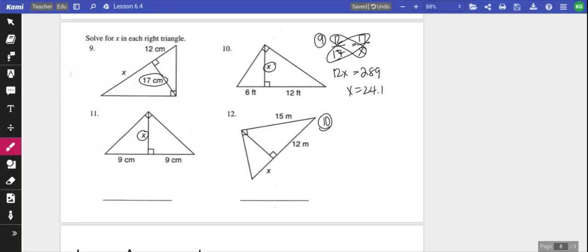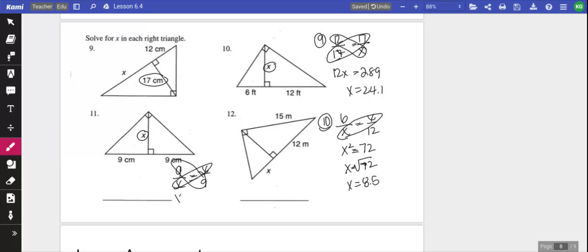On number 10, I'll set up the same thing. Part 1 over the altitude equals the altitude over the second part of the base. X times X is X squared. 6 times 12 is 72. To undo the X squared, I have to take the square root of 72. The square root of 72 is 8.5. Number 11, 9 over X equals X over 9. So X squared equals 81, and the square root of 81 is 9.